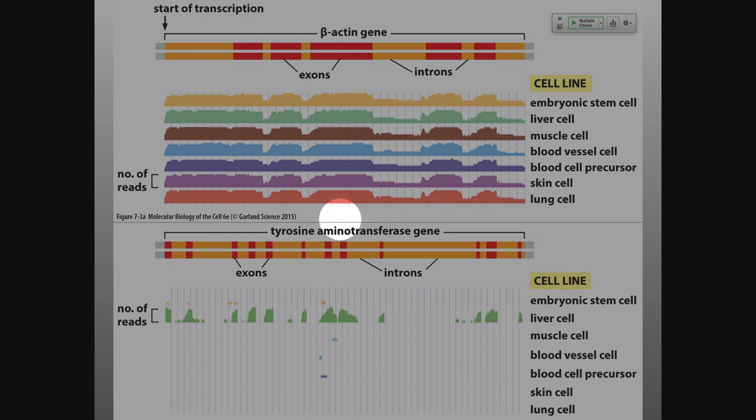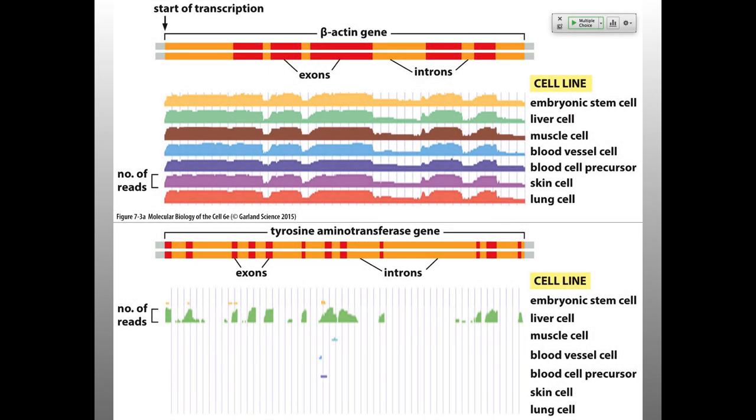Tyrosine aminotransferase gene, you do exactly the same experiment. You isolate all the RNAs, get short sequence reads from them, line them up, and it turns out only the liver cell has any of these exons from the tyrosine aminotransferase gene, because you only need that particular protein in liver cells. You don't need it in any of the other cells on this list. So, an example of differential expression: lots of RNA for beta-actin in all kinds of different cells, and RNA for a particular protein just in a few cells.